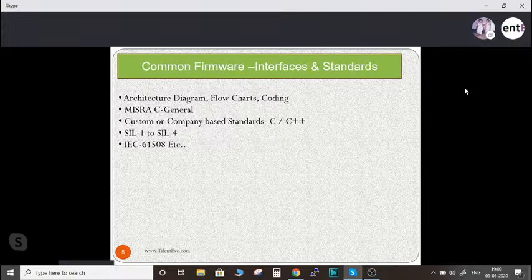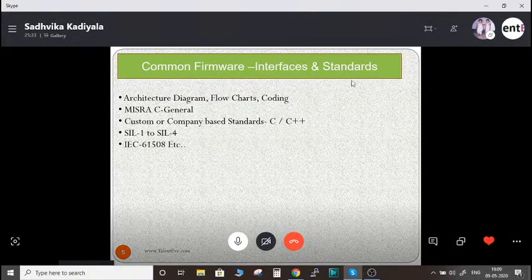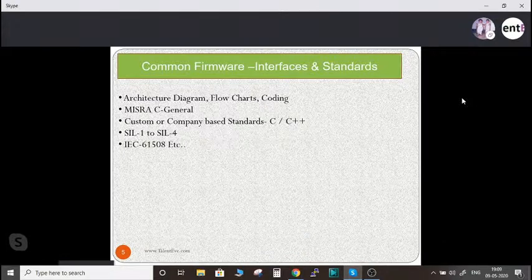So if I use MISRA as an industry standard, I may use the SIL standard, SIL 1 to SIL 4, in the automotive sector, or I may go for IEC 61508 in the overall automotive sector. But that may not be applicable for my industrial. There also, in the automotive sector, you again develop the architecture diagram, you write the same flow charts for the module, you again do coding, you do testing. The process is the same, because as I told you in my earlier webinar, the process is the same.